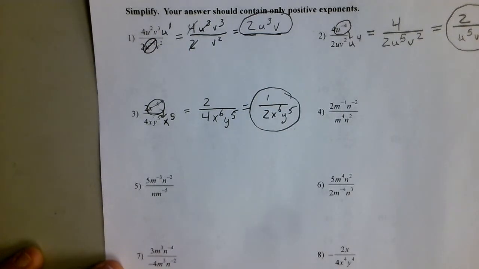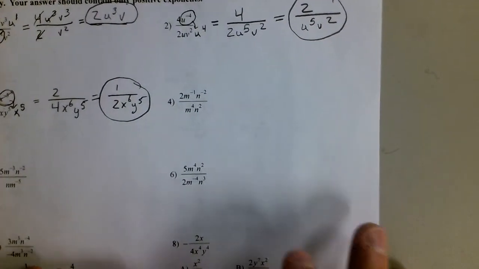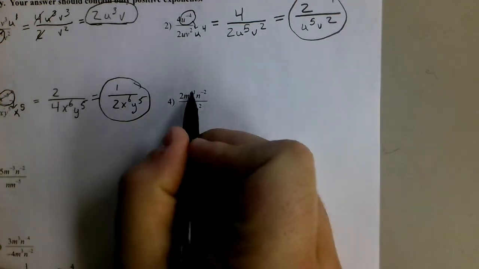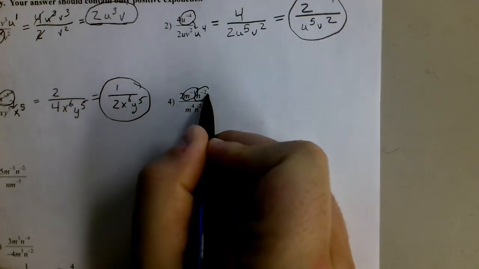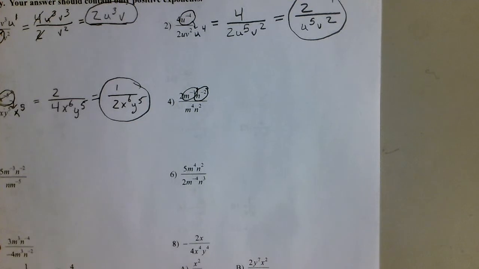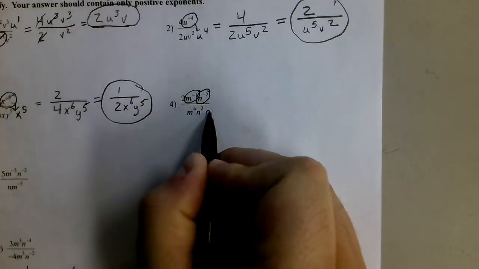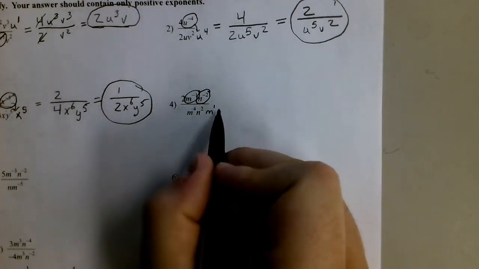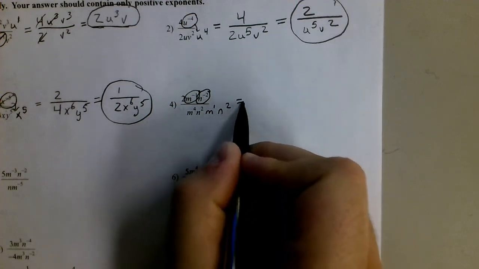Alright, so now it's going to start to look a little bit tougher. So in number 4, we actually have 2 negatives now. So I have this m to the negative 1, and I have this n to the negative 2. Okay, so I'm going to take this m to the negative 1, move it down here, and it just becomes a positive. I'm going to take this n to the negative 2, move it to the bottom, and it also becomes positive.